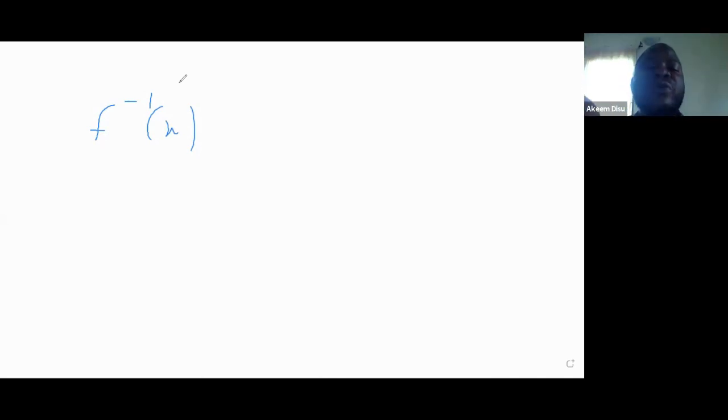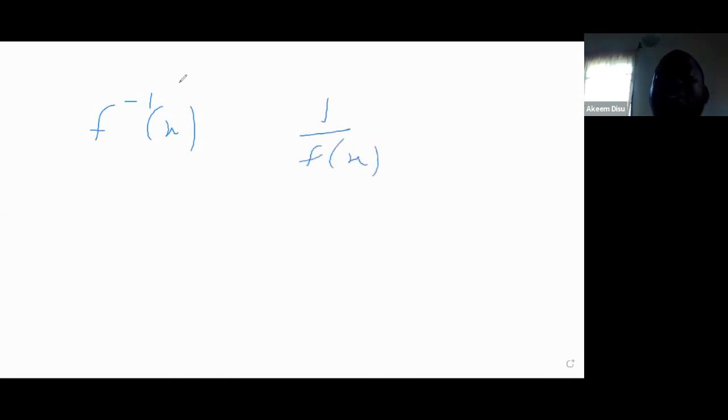Okay, inverse of function. Let's get back to our work. What we call inverse is f raised to power minus 1. This is called inverse. And this inverse of function is clearly different from what we call reciprocal. Can someone tell me reciprocal? Reciprocal is 1 over f of x. It's different. You can say inverse of function is not equal to reciprocal of function. You have to have it.